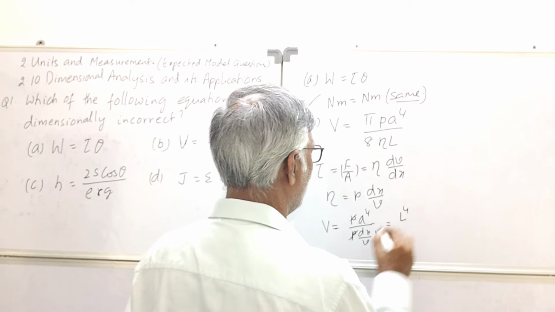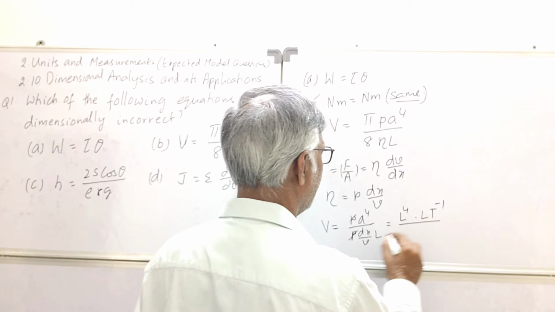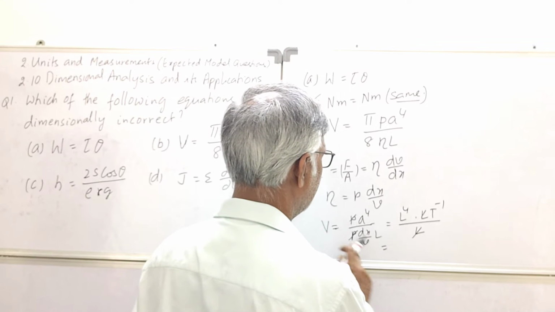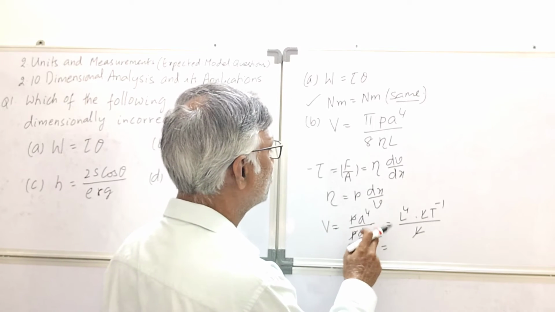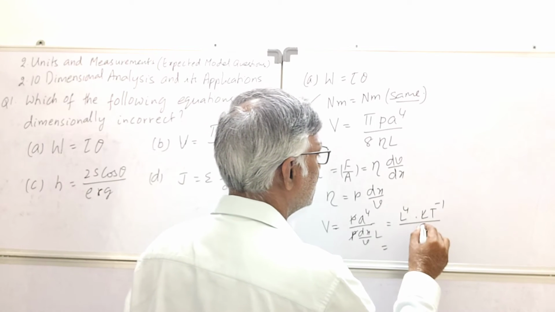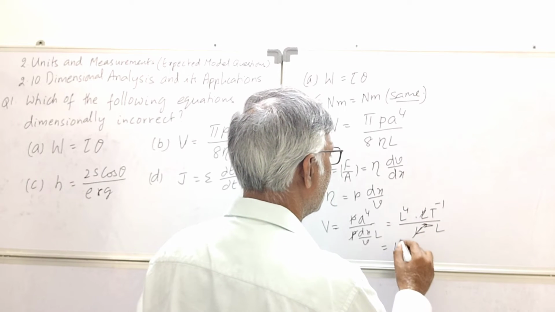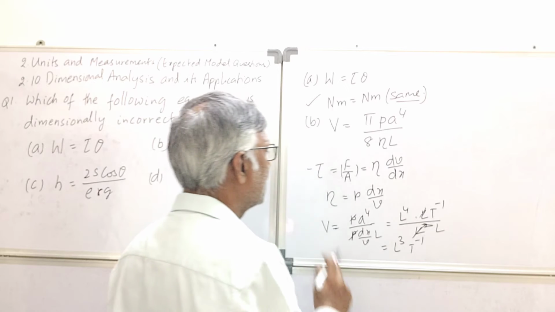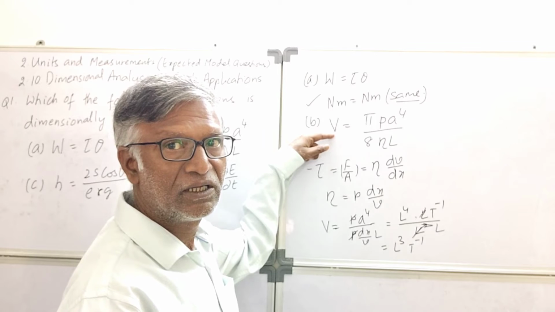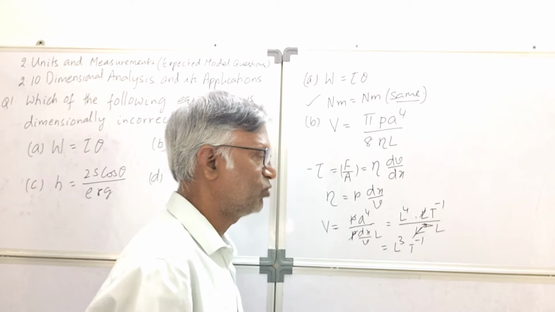So L to the power of 4, this V will go up. So LT minus 1 divided by L. So this L gets cancelled. This is L, this is L square actually, sorry. L square. So this square will go, L square. So L will remain. So L cube T minus 1. Okay. But here this is only volume. So L cube only. So L cube per T is this one actually.